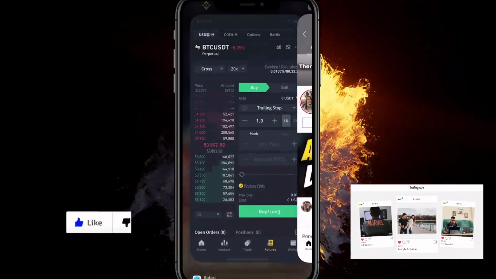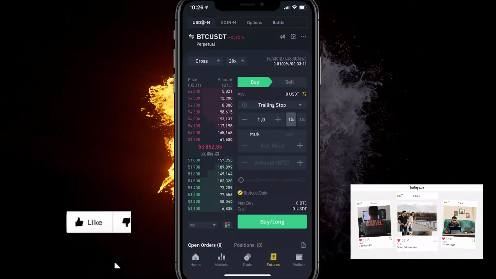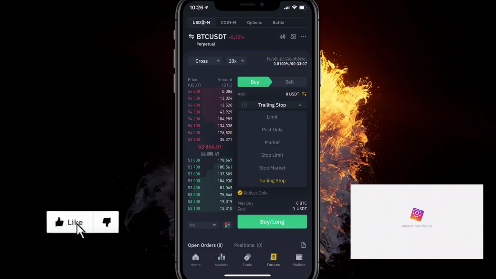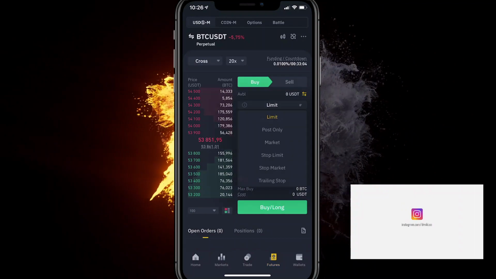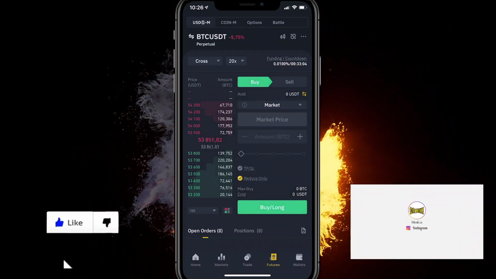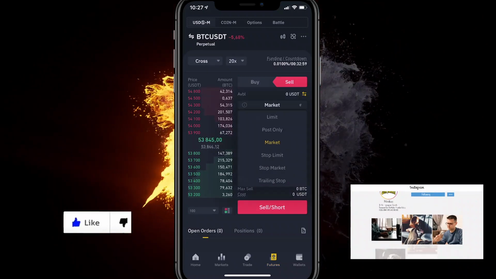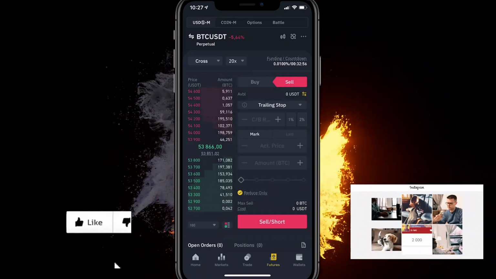So what you want to do is just open up the Binance app, and you do have a trailing stop loss. Normally you would have a limit order or a market order, and if you submitted a buy order, what you want to do is click on sell to submit a sell order and then click on trailing stop. And here you have some options.